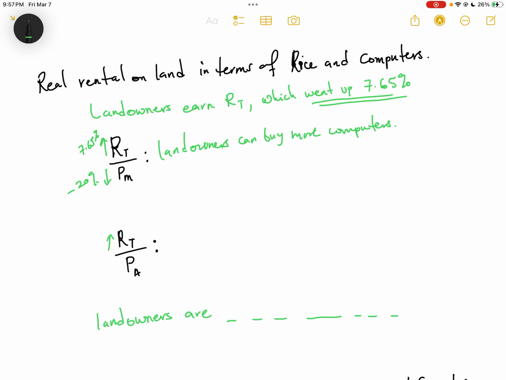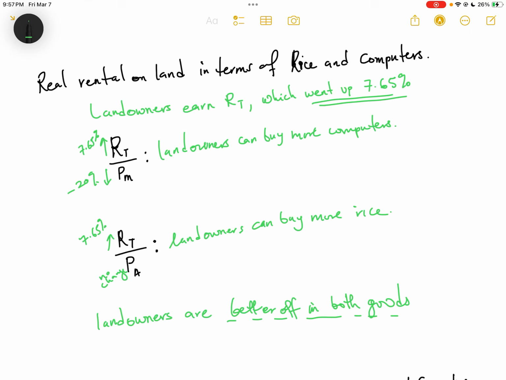In this case, the same idea. We have an increase in rental on land, and we have no change in the price of rice. Again, landowners are better off in terms of rice. Landowners can buy more rice. So landowners are better off in both goods. And how do I know? Well, the analysis is up here.